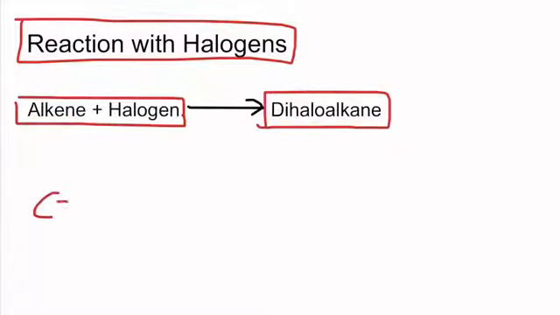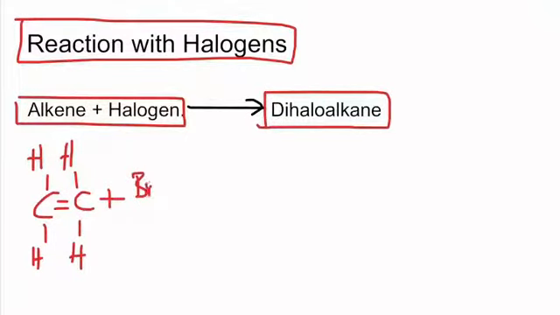So we're going to take our ethene with its double bond, it being an unsaturated hydrocarbon, and we're going to react it with a halogen. For the sake of this example, we're going to use bromine. You remember that these guys exist as pairs and they're called diatomic molecules.